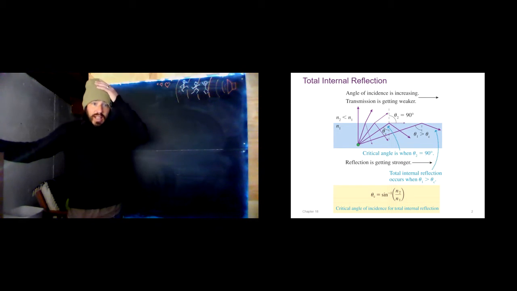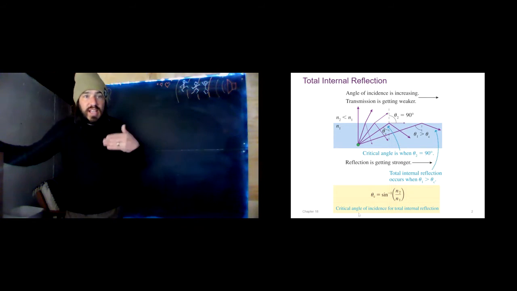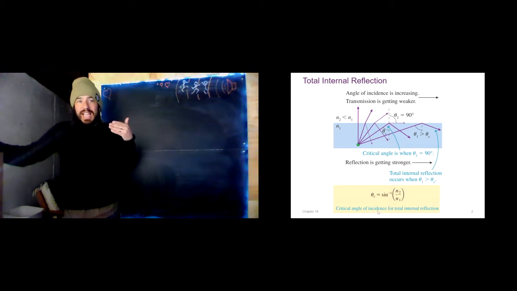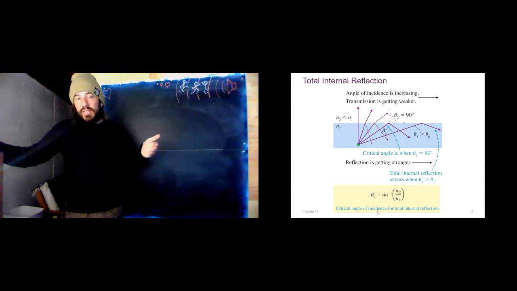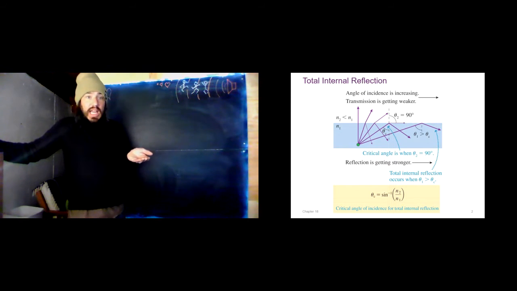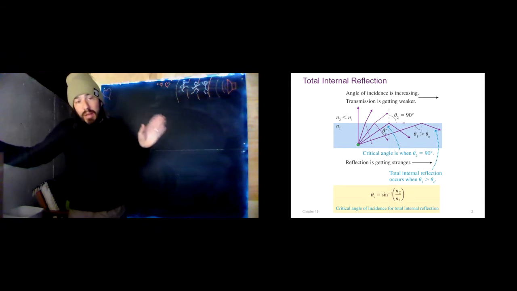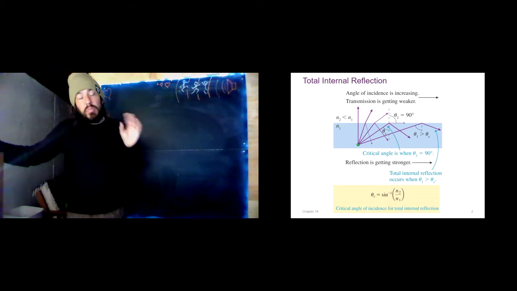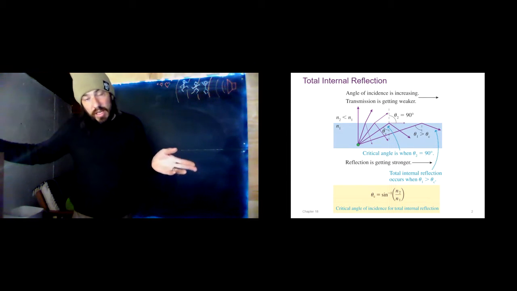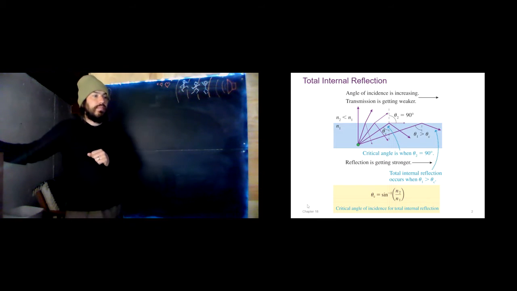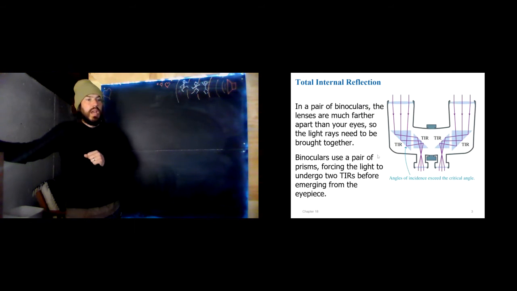Because your calculator will yell at you. It won't let you calculate this if you get your ends backwards, because it cannot take a sine of a number greater than 1. So if you are trying to calculate a critical angle and your calculator is yelling at you and being like, I can't do that, then you probably just got your fraction upside down. You probably switched your N1 and your N2.